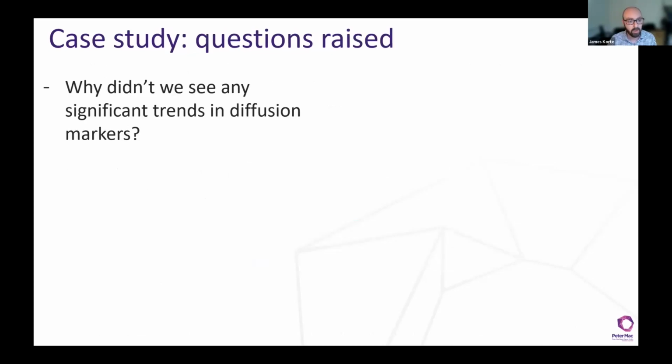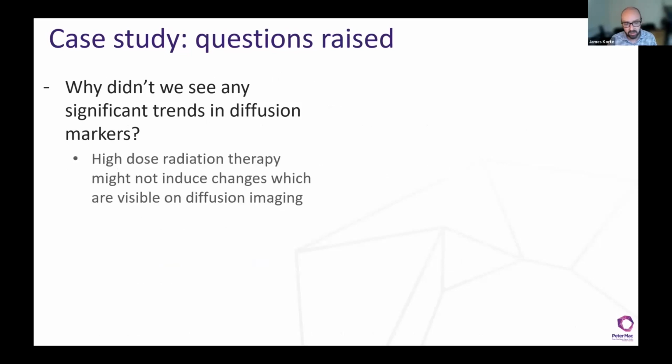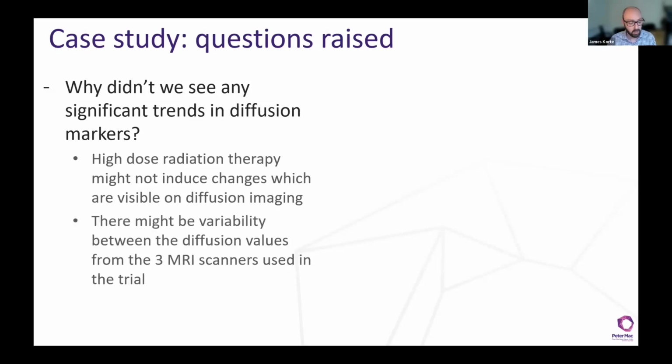But what I get from this so far, even though we haven't fully completed the analysis, is: why didn't we see any significant trends in the diffusion markers? There is just the possibility that there isn't a trend to be seen. Maybe there aren't changes in diffusion for kidney tumors in relation to this high-dose radiation therapy. But a question which we have as well is that it might be due to some variability between the diffusion values we're getting from the 3 or 4 or 5 MRI scanners being used in the trial.